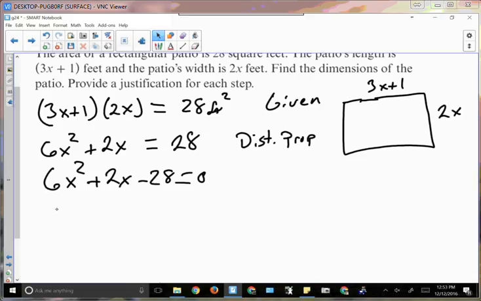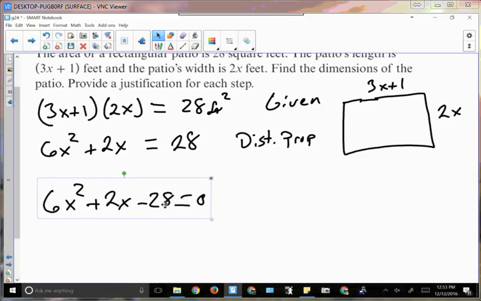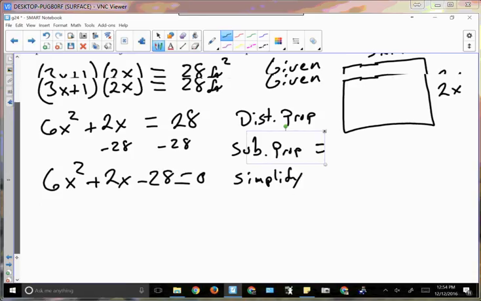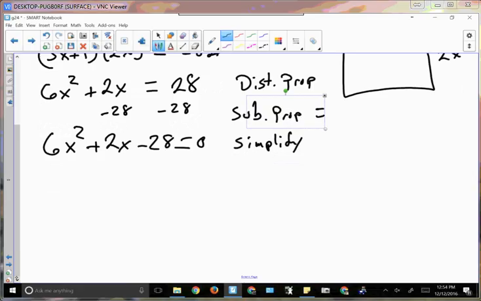So I want to make sure that I'm showing all my work with this, so what do I have to do to get to that point? Subtract 28, subtract 28. Okay, what did I do? Well, this would have been subtraction property of equality. What's over here? Well, that's just a simple one. Now, what do I got to do next?